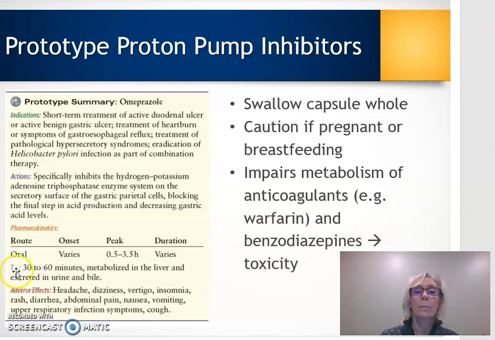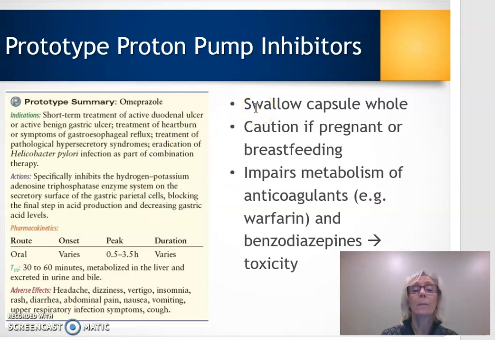So let's look at the proton pump inhibitors. Our prototype here is omeprazole, and omeprazole again is used for the same things, a duodenal ulcer, also a peptic ulcer. Basically what it's doing is it's blocking this acid production, and it's decreasing overall the gastric acid levels in the gut. A couple of things about this is that it's important that the patient swallows it whole. You don't want to break it.